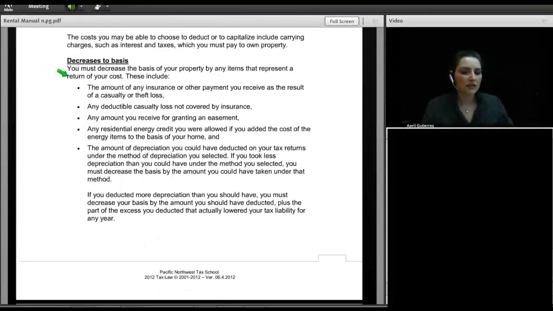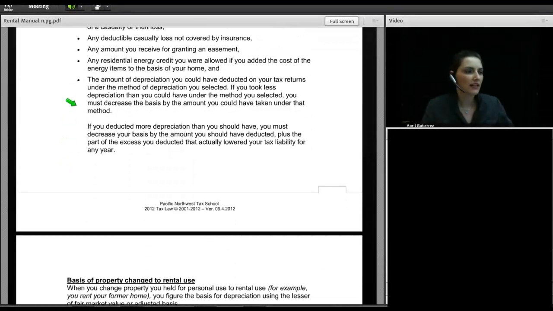Decreases to basis. You must decrease your basis in your property by any items that represent a return of your cost. These include amounts of any insurance or other payment you received as a result of a casualty or a theft loss, any deductible casualty loss not covered by insurance, any amount you received for granting an easement, any residential energy credit you were allowed if you added the cost of the energy items to the basis of your home, and the amount of depreciation you could have deducted on your tax return under the method of depreciation you selected. If you took less depreciation than you could have under the method you selected, you must decrease the basis by the amount you could have taken under that method.